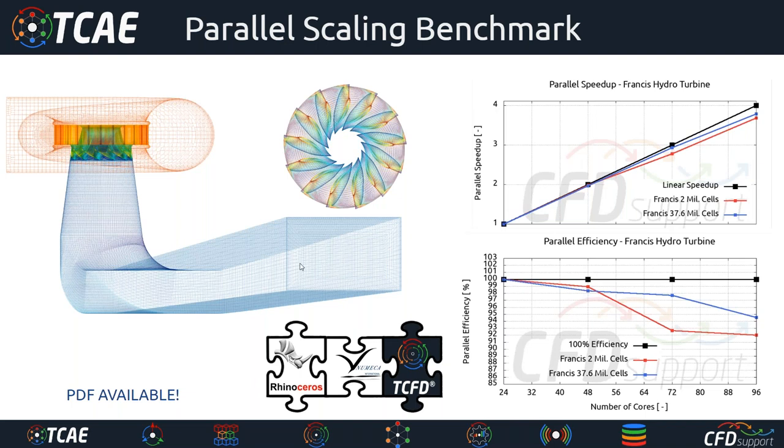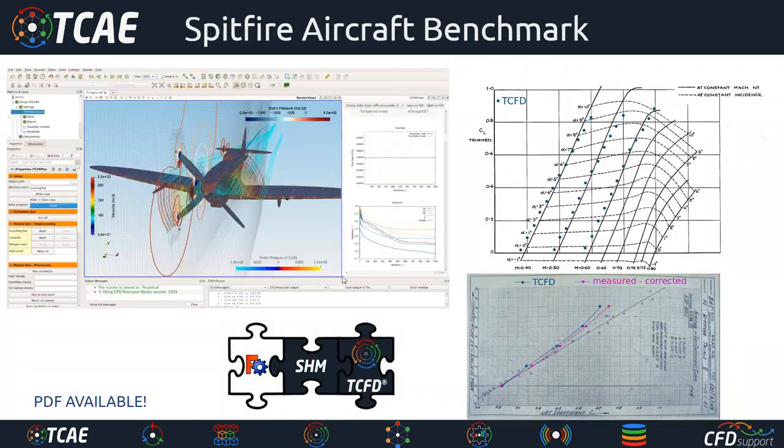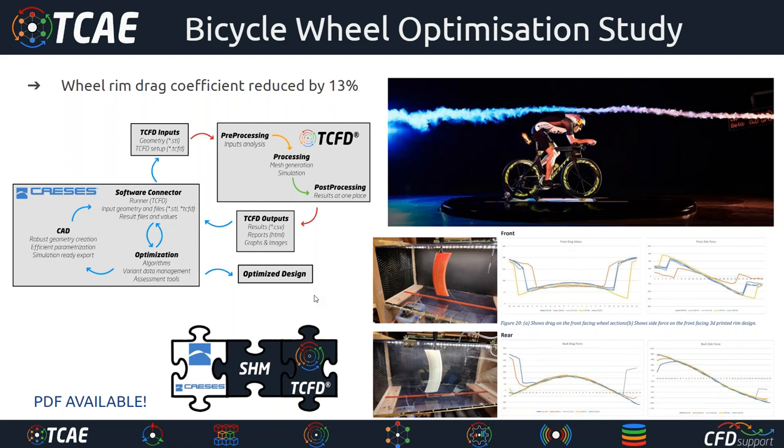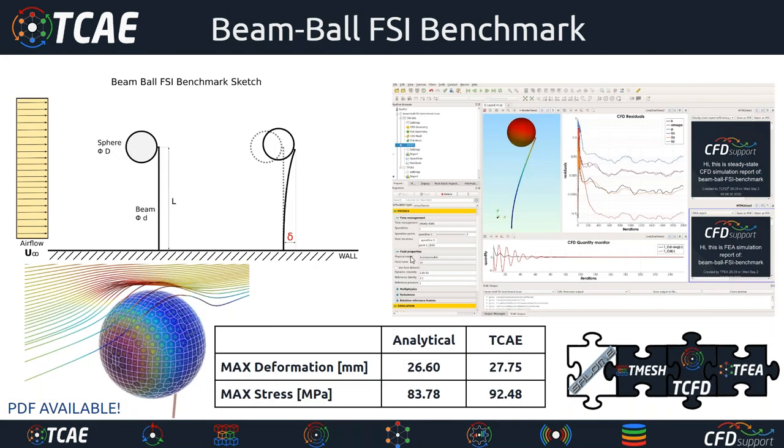And of course, we tested extensively the parallel scaling potential, which is very high, and external aerodynamics comparisons with real measurements in the wind tunnel. So a lot of them are available. We did a couple of optimization studies with our partners. This one is a case where a bicycle wheel was optimized and the drag of the rim itself was reduced by 13% in this particular case.